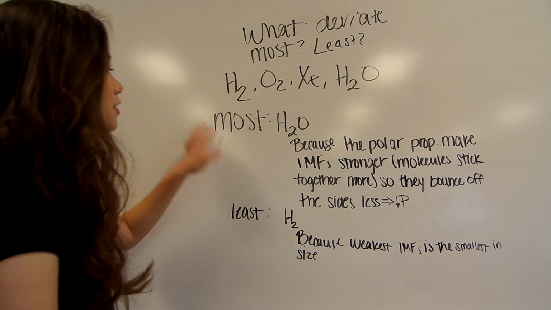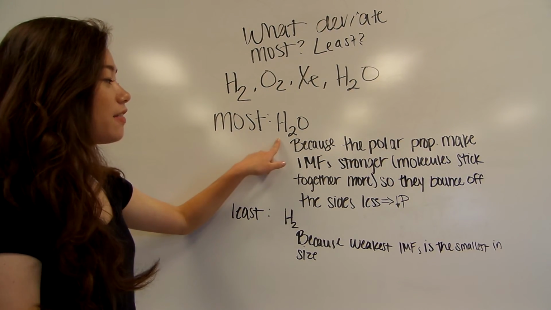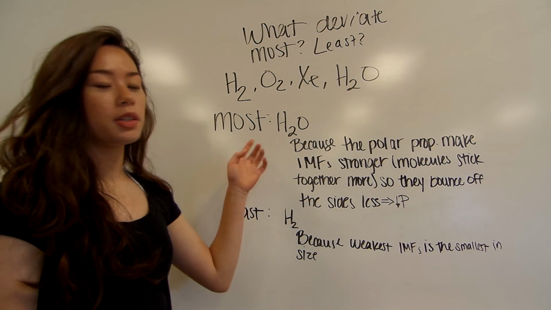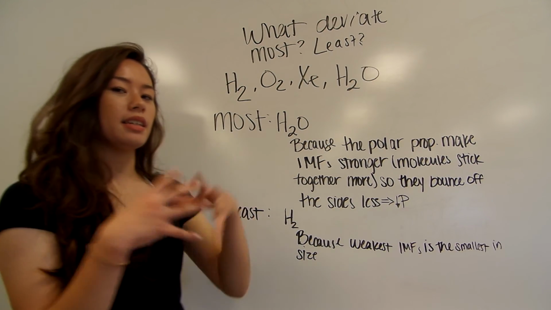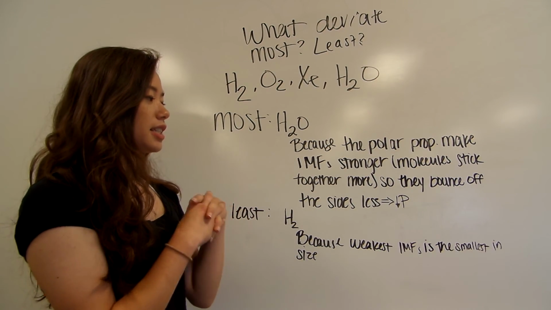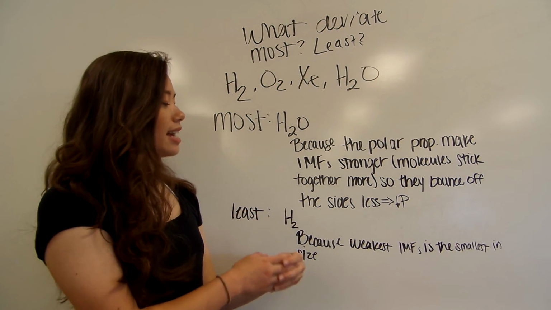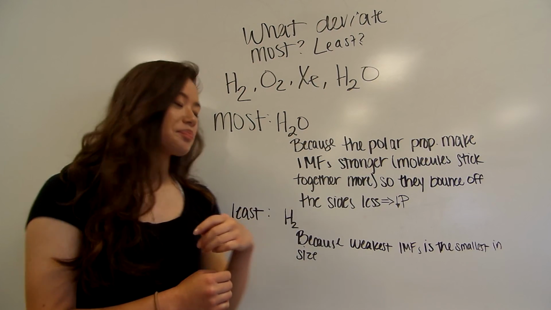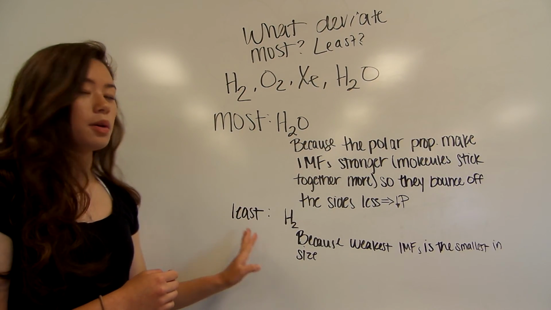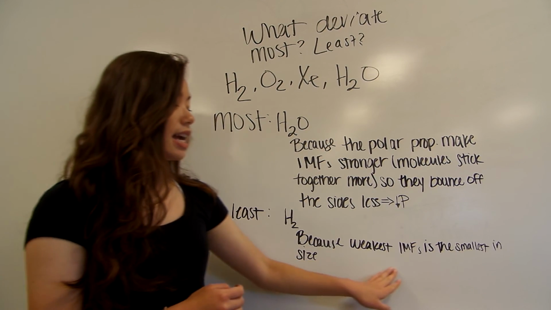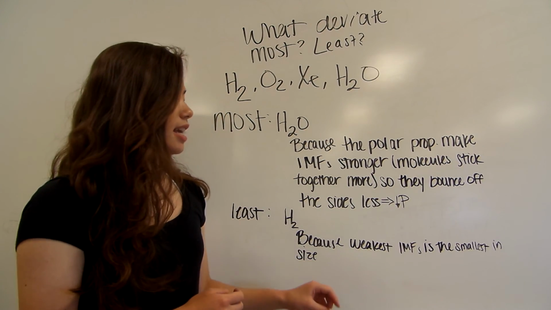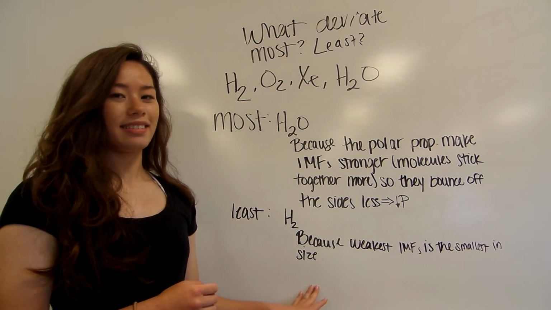So the answer is, for most deviation, you're going to have H2O because it's polar, and the polar property makes the IMF stronger, which makes the molecules stick together more, so they bounce off the sides less, lowering the pressure. For least deviation, or most like an ideal gas, it's H2 because it has the weakest IMFs, which is London dispersion, and it's the smallest in size.